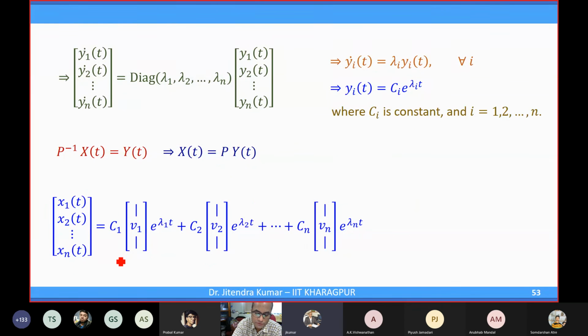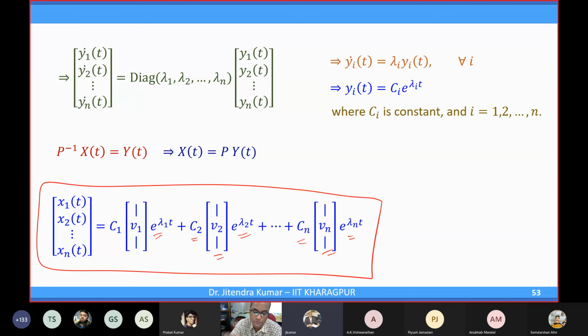That is how we got this equation: c1 times the vector v1, the eigenvector, times e power lambda 1 t, plus c2 times the second eigenvector times e power lambda 2 t, up to cn. So this is the solution you now have for x1, x2, x3, up to xn. Lambda 1, lambda 2, up to lambda n are the eigenvalues, because they are the diagonal entries, and those diagonal entries are the eigenvalues, nothing else. So directly you can write down the solution.